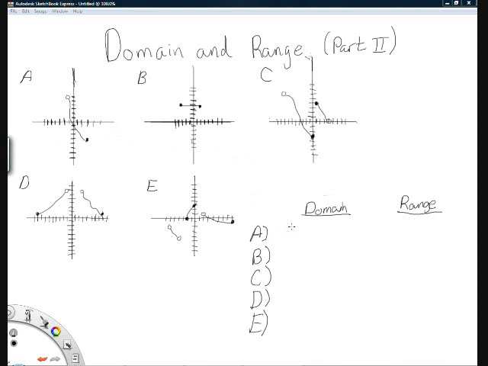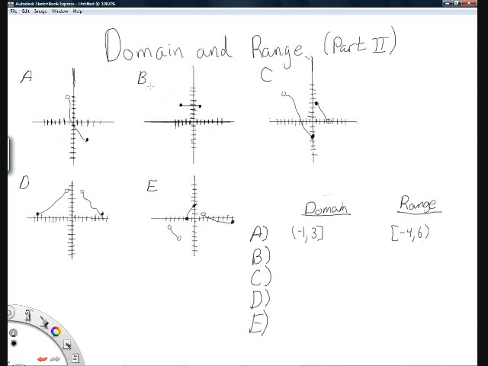So in domain, for A, we are going to write parentheses -1, comma 3, bracket to represent what's included and what's not included. Same thing with the range. This time it looks like -4 on the y and 1, 2, 3, 4, 5, 6 on the y. -4 is included, 6 is not. So we are going to write bracket -4, comma 6.